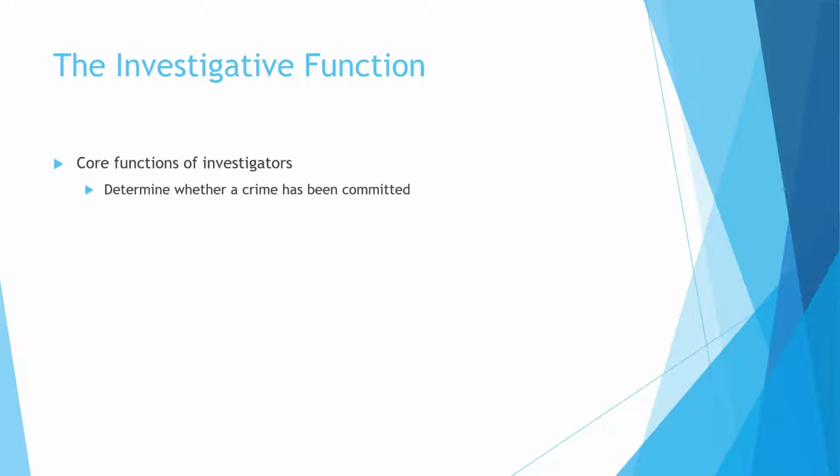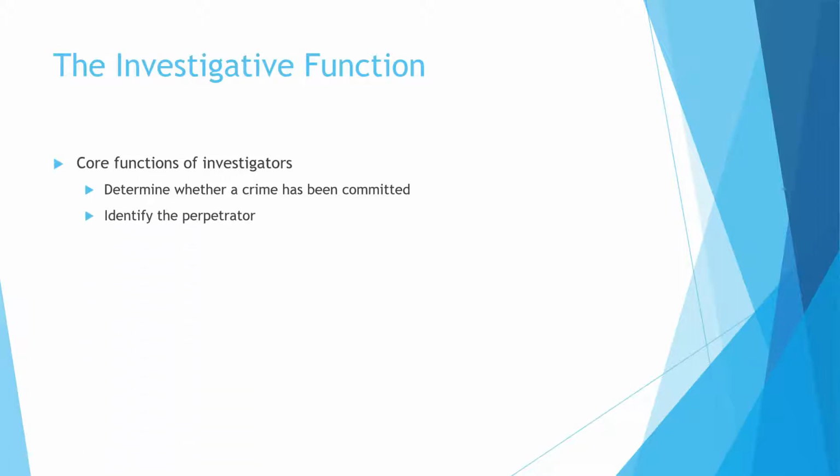So one of the things we have to do as an investigator is, let's see what happened. When we have a death, it doesn't mean necessarily that there was foul play. If we have injuries, it doesn't mean necessarily that there was an assault. Any of these kinds of things. So was there a crime committed? That's one of the first functions of an investigator.